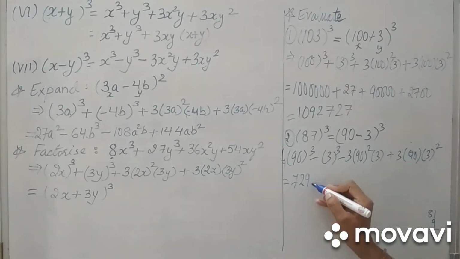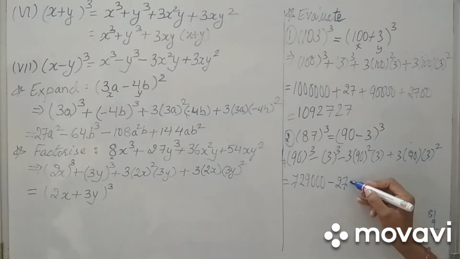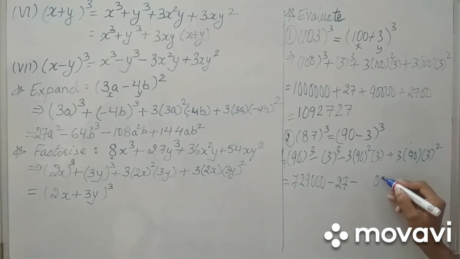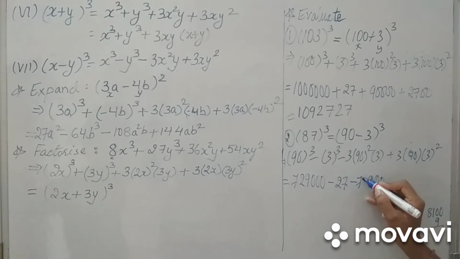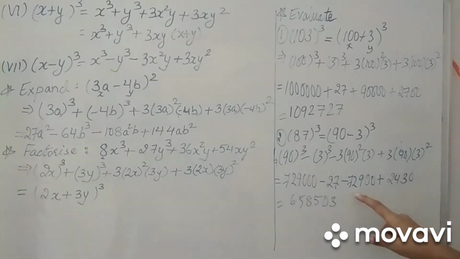9 cube, so 3 zeros I will put it. Minus 3 cube is 27, minus 90 square is 8100, multiplied by 3 into 3, 9. So this will give me 72900 with 2 zeros. Plus, I can write 3 cube, 27 into 9, and it's 0, 90. On simplifying this term, you will get 658503.